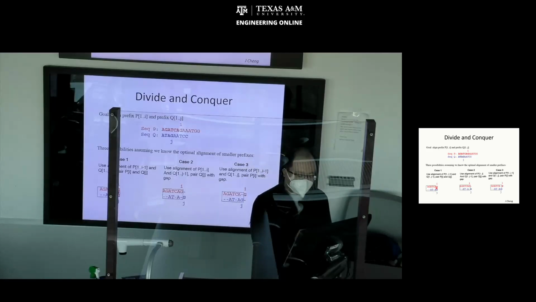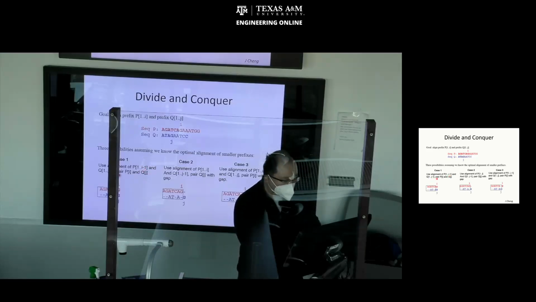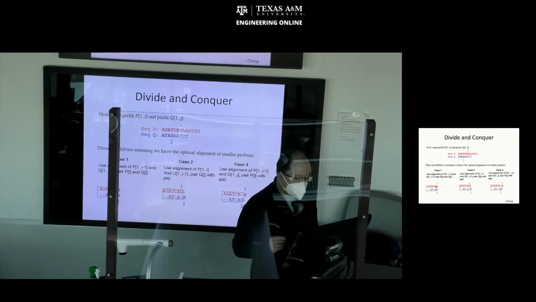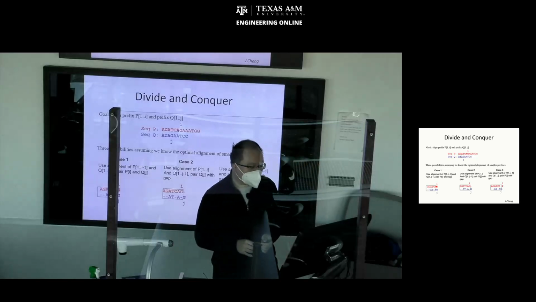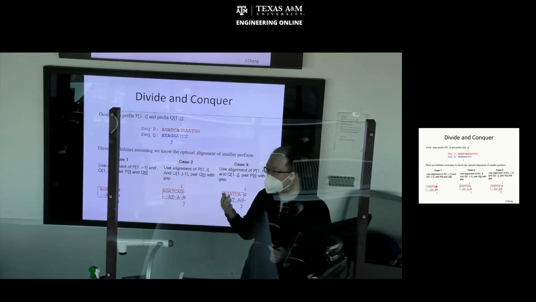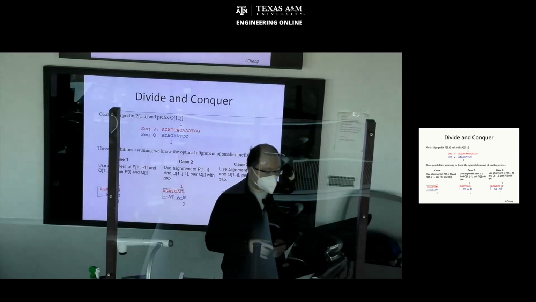Right? So these two prefixes, let's start from 1 through i minus 1 and 1 through j minus 1. And then I can align these Pi and Qj, the last ones, okay? So there are three possibilities. The first possibility is that the last characters of these two substrings are aligned. In other words, it's a match or mismatch, okay?